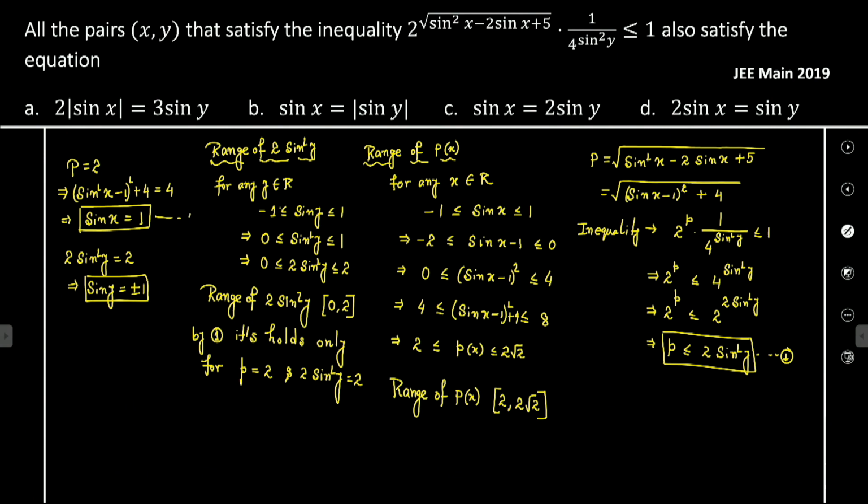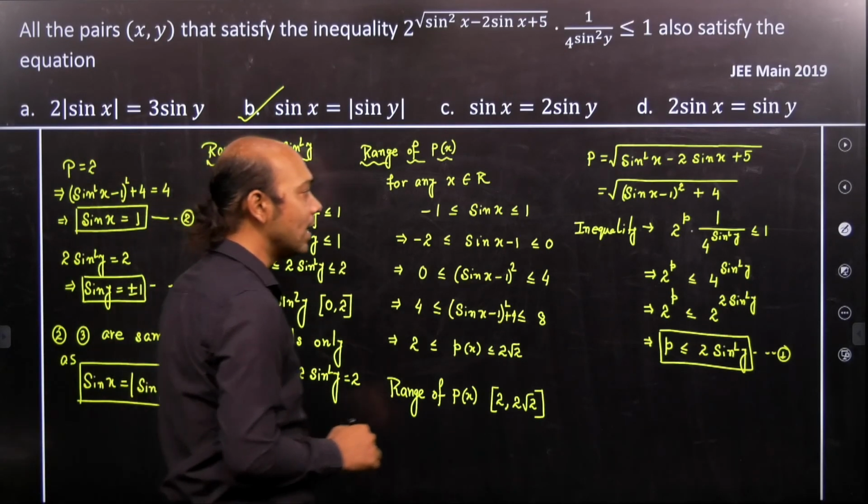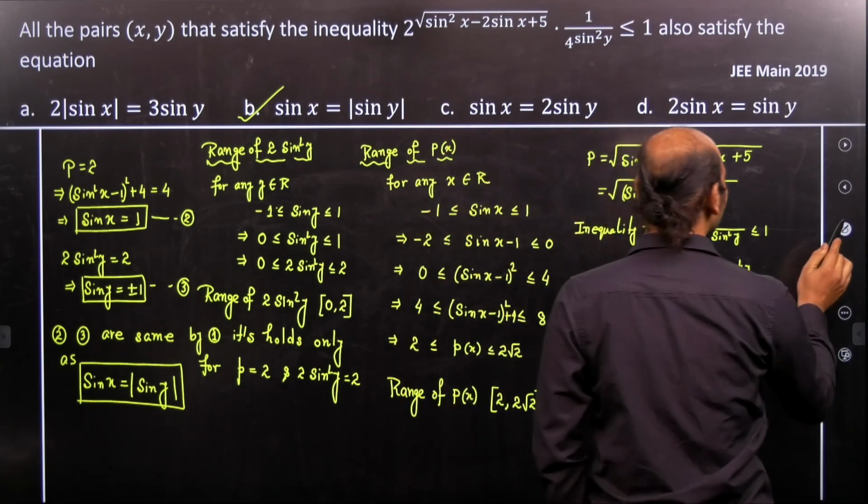Now note that these relations 2 and 3 are equivalent to, or the same as, sin x is equal to mod of sin y, because mod of sin y means we are actually considering the sign. So hence for this problem, obviously option B is the right choice.